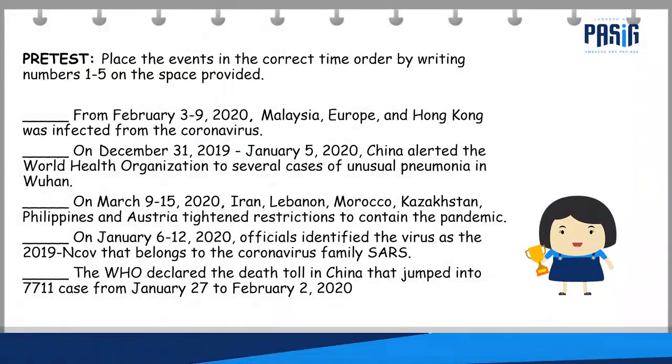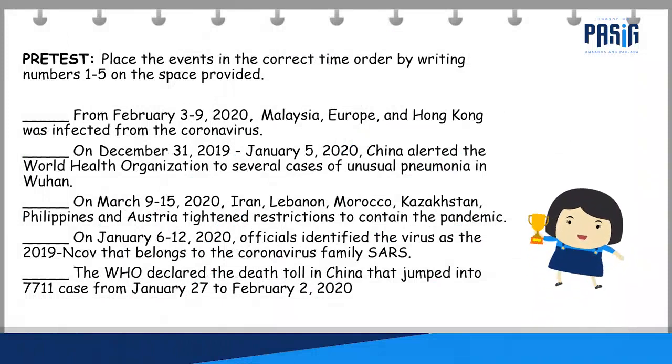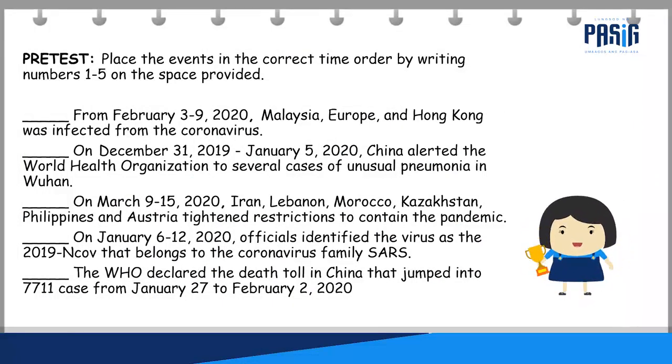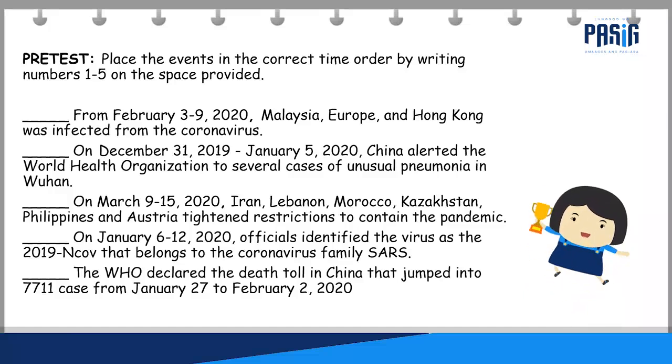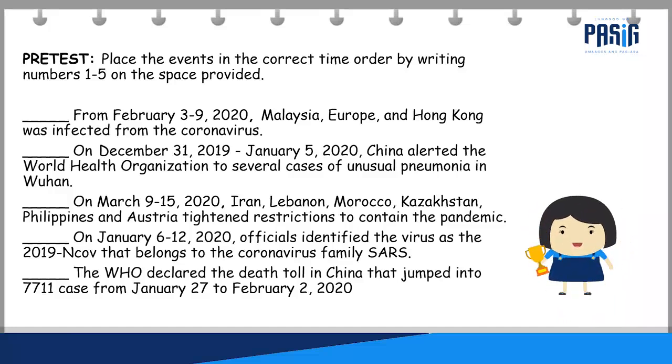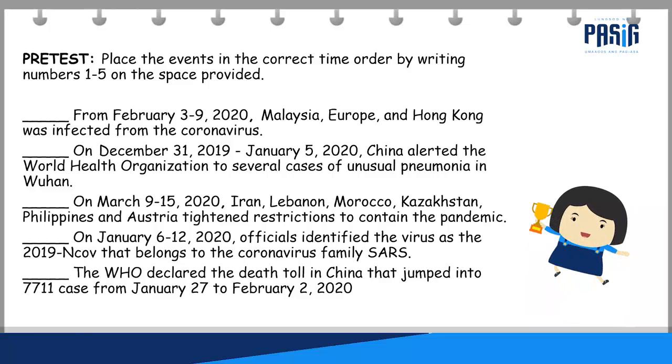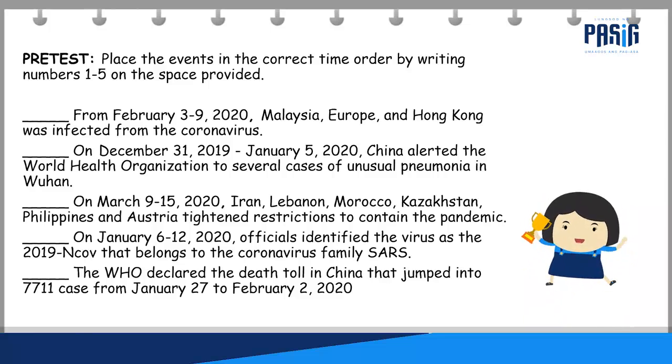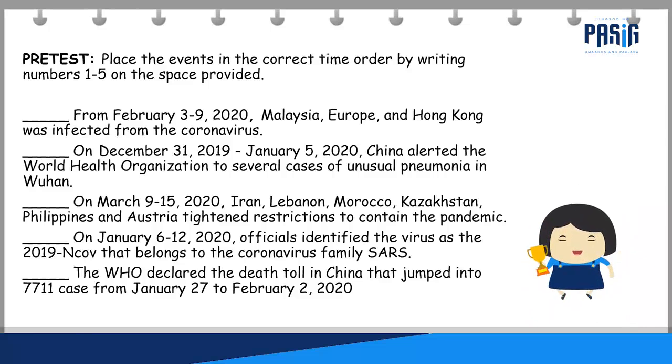Before I start, do the following exercise. Place the events that happened in the different parts of the world with the pandemic COVID-19 that started last December 2020. You can pause this video if you'll need more time. Press play again when you're finished with the activity and when you're ready to proceed with the lesson. Arrange or place the events in the correct time order by writing numbers 1 to 5 on the space provided.